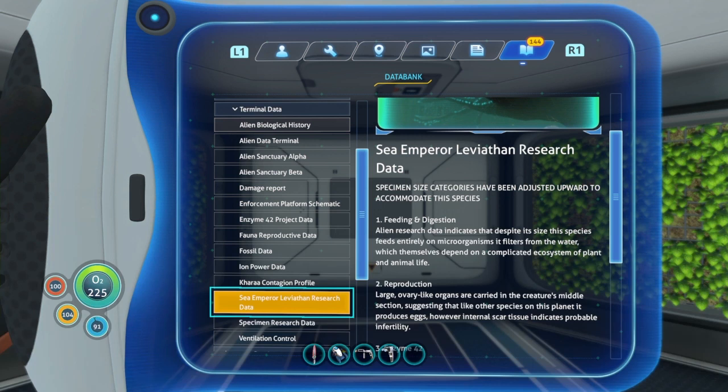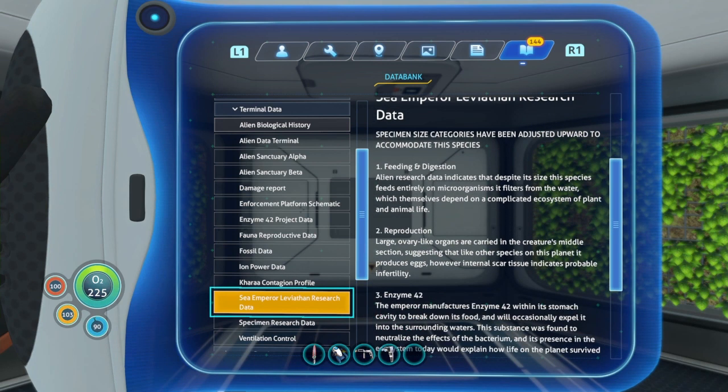That is really strange. Microorganisms for a giant species. Do you know how many microorganisms you're going to need to feed that thing, right? I think it's going to have to constantly be eating every second of the day without sleep.